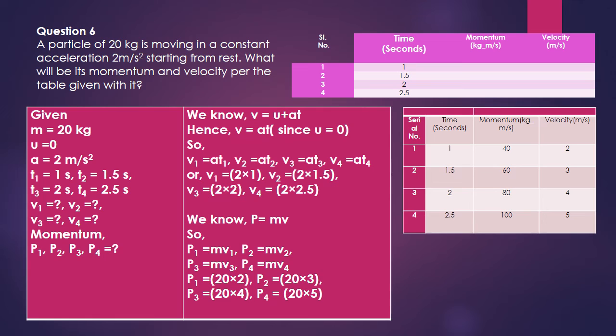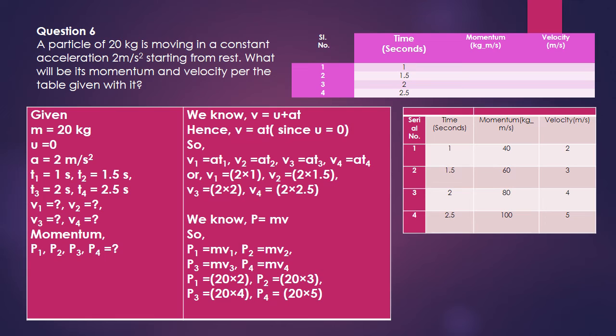The times given are 1 second, 1.5 second, 2 second and 2.5 second. So we have 4 scenarios, 1, 2, 3 and 4, and we have to denote each scenario with the suffixes 1, 2, 3 and 4. Everything will go in subscript. When I explain it, you will understand it better.